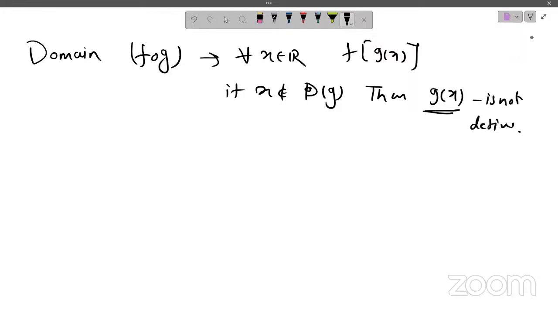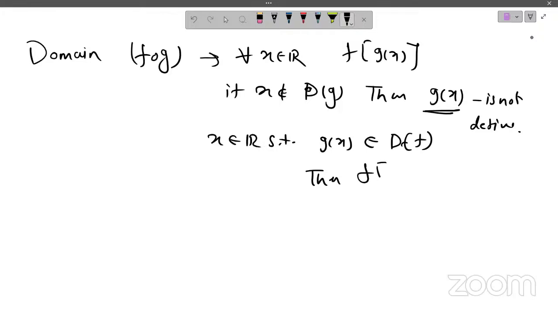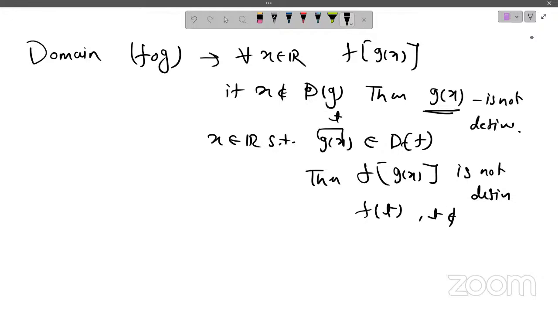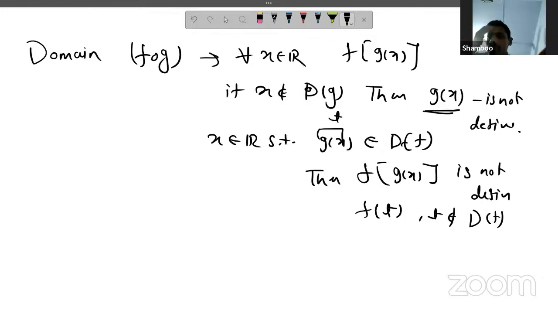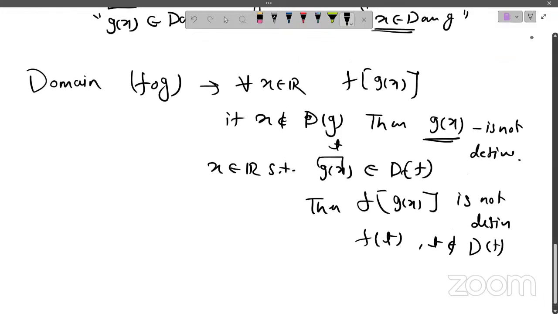Now suppose we take x belonging to the real numbers such that g of x does not belong to the domain of f. Then f of g of x is not defined, right? Suppose this g of x is some t, then you cannot define f of t if t does not belong to the domain of f, right? Ma'am, can we walk through an example? The notation is very confusing. Yeah, okay, fine.